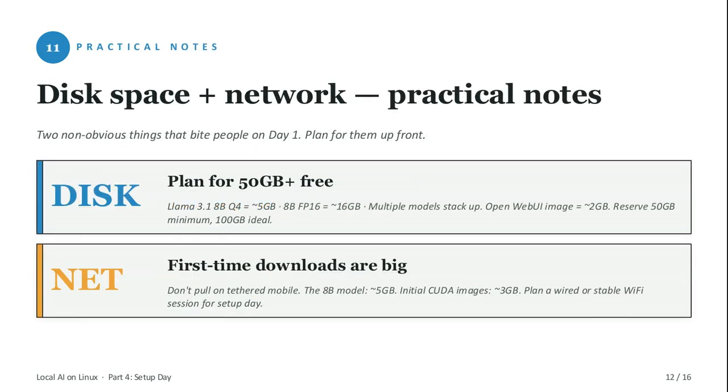Speaking of disk, let's make that concrete. A single quantized 8B model is around 5 gigs, the full precision version is closer to 16, the Open WebUI image adds another 2, and once you start collecting models, they pile up fast. Reserve 50 gigs as a floor, 100 if you can spare it. And on the network side, setup day is not the time to be tethered to your phone. The first pulls are heavy, several gigs of model weights, a few more for CUDA-based images, so park yourself on wired Ethernet or solid Wi-Fi before you kick things off.